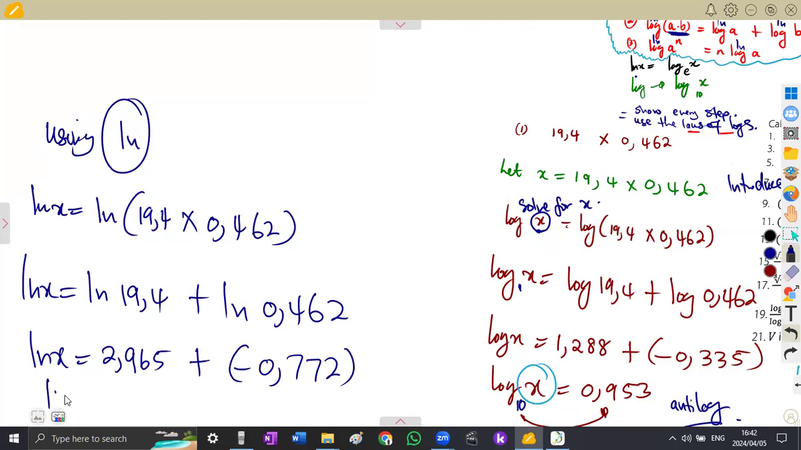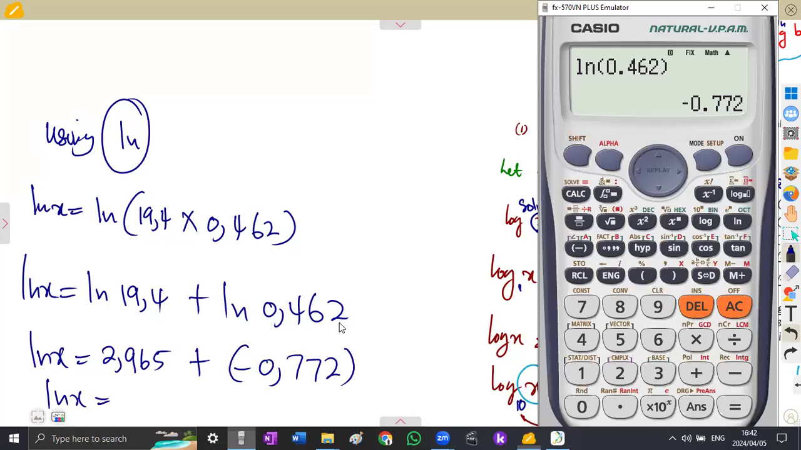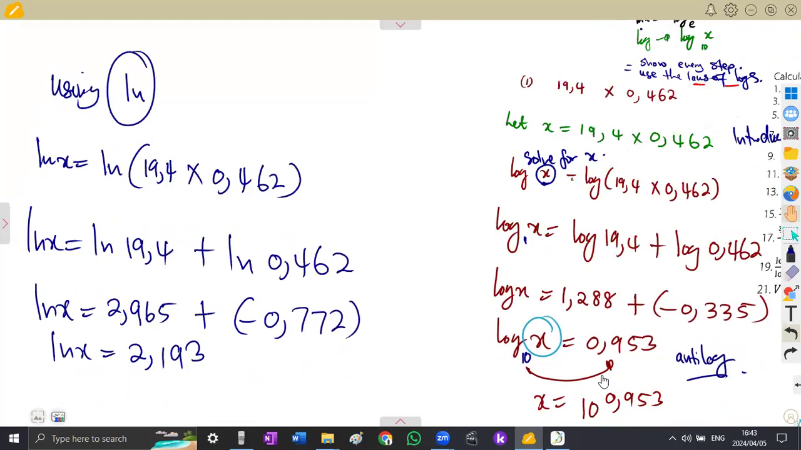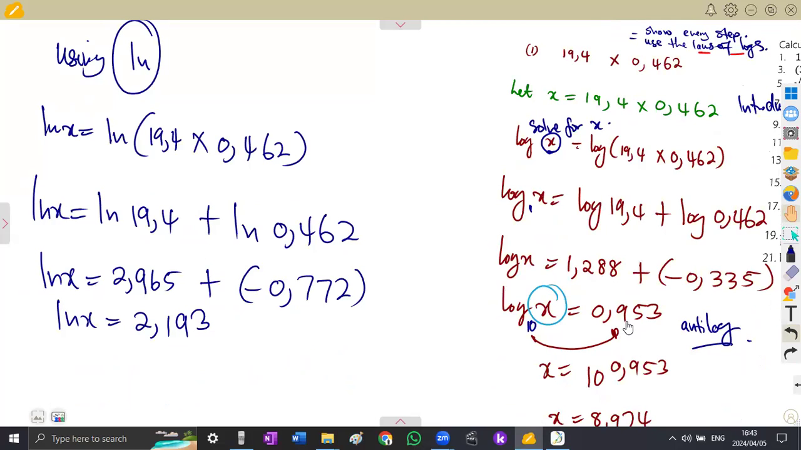So combining these two, we have got the ln of x, which is equal to what? So we're going to add 2,965 plus this negative 0,772, like this, and this is going to give us 2,193. So this is 2,193. But now take note, as you can see, the answers are totally different.